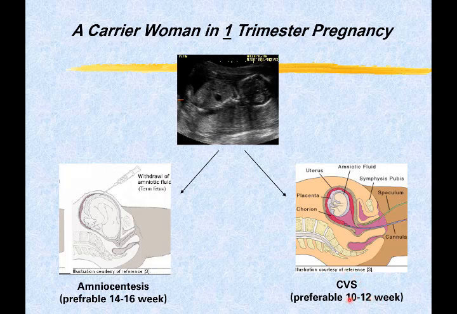The 10th week is more risky. And the risk of miscarriage from this sampling is between 2 to 3%. It's higher than amniocentesis. It can be done transvaginally or transabdominally, like it's done for amniocentesis. Now, a lot of times we have to do molecular testing, which requires more time. It's preferred to do the CVS sampling.